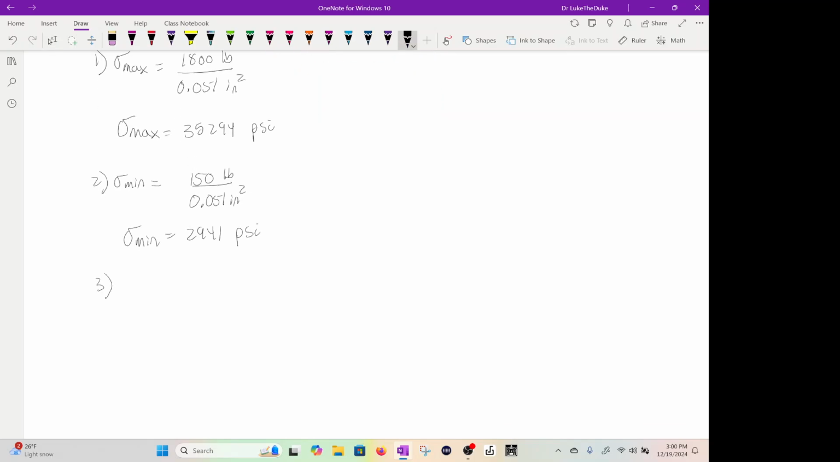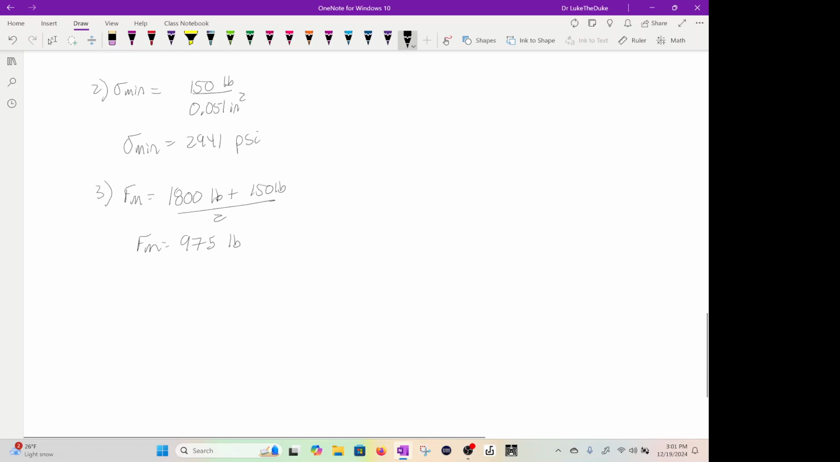We're going to look for the mean force, Fm, which is 1,800 pounds plus 150 pounds divided by 2. So this becomes 975 pounds. And then we can find our mean sigma, which is Fm over the area, 975 pounds divided by 0.051 inch squared. Sigma m becomes 19117 psi.